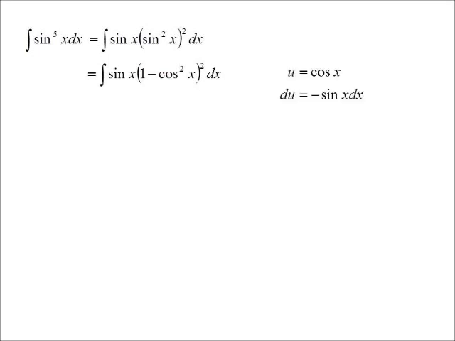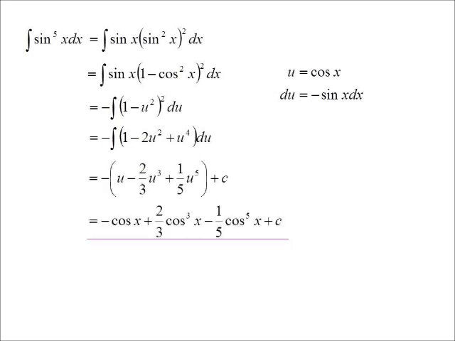Back to an odd, just to show you, okay, odd. So I'll pull out the sine x, it's sine squared squared. The sine squared I can write as 1 minus cos squared, u equals cos x, substitute in. See, the odd ones are much nicer than the even ones. And then we just add 1 to the power over the power.